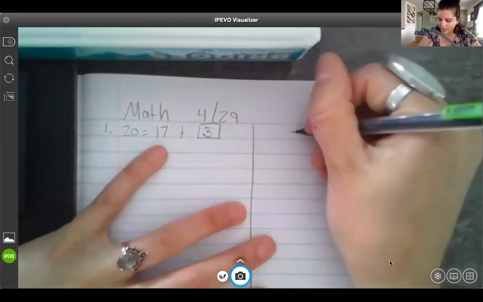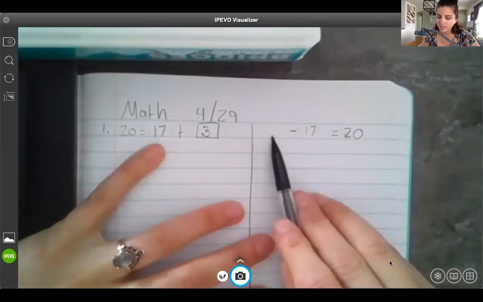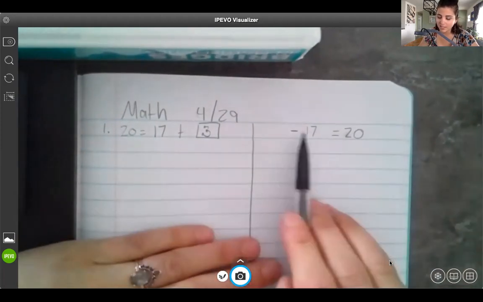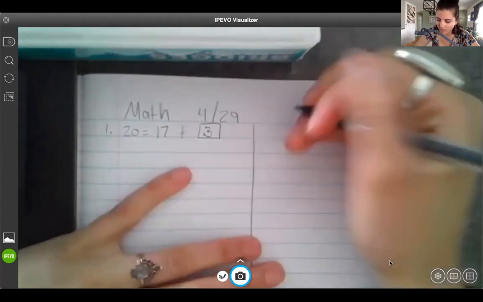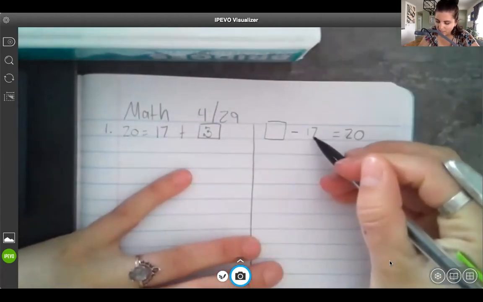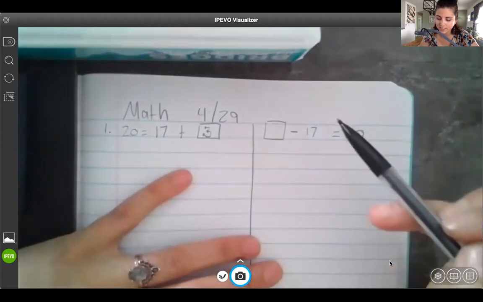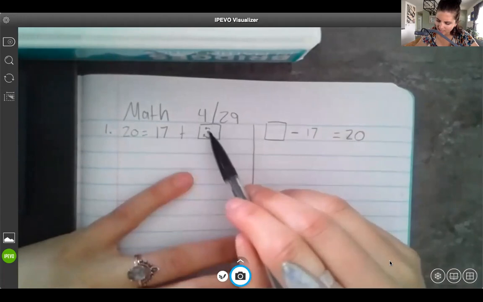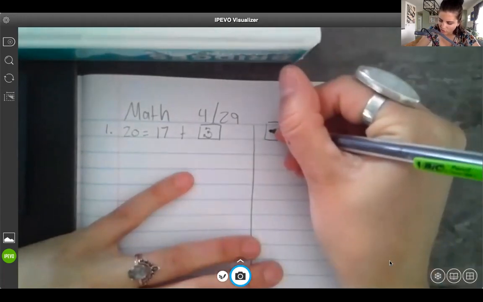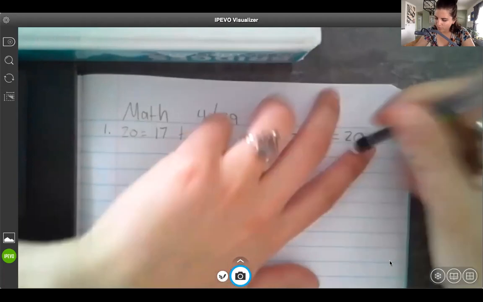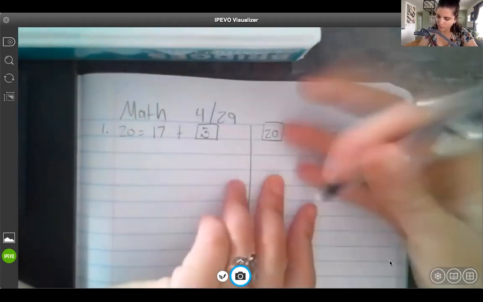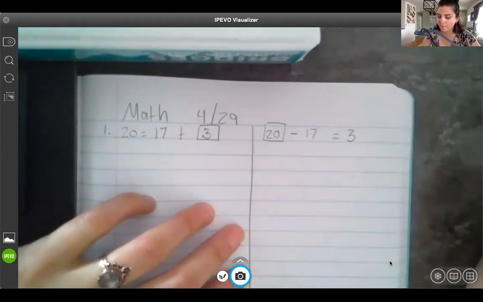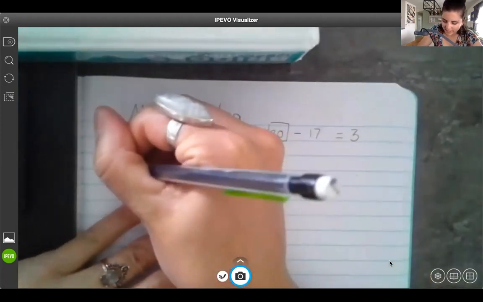And then we're gonna actually write a subtraction sign. So something minus 17 equals 20. So rather than making it, take a look at this number, what we're gonna do is actually add 3 more to 17. So 17, 18, 19, 20. Oh, friends, I'm getting us confused. Erase that 20. 20 minus 17 equals what? 3.